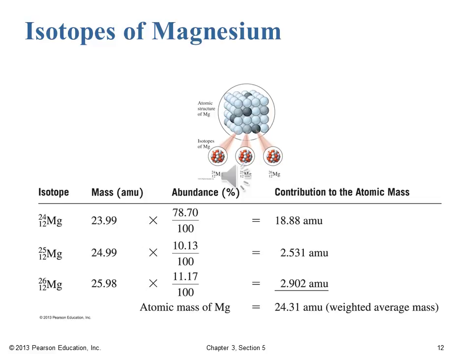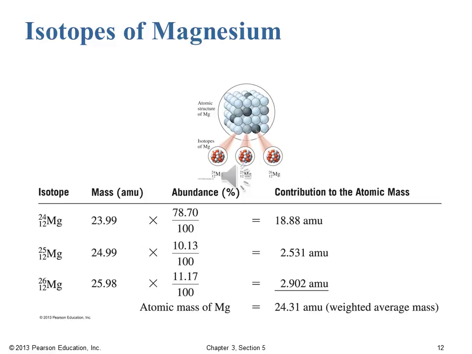78.70% of the natural abundance, and therefore if we multiply the mass of the magnesium-24 isotope, which is an atomic mass unit value of 23.99, by the 78.70%, and again divide it by 100 to make it a decimal, we get a contribution to the overall average atomic mass of 18.88 atomic mass units.